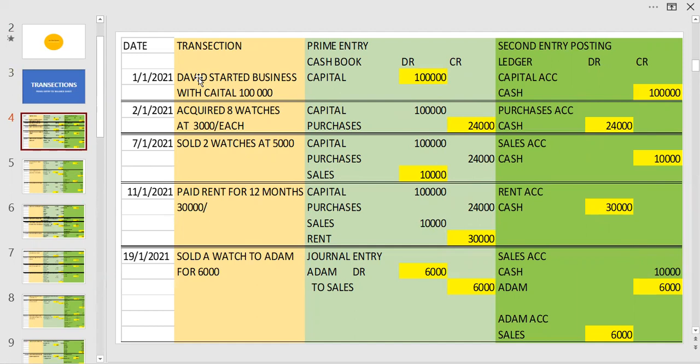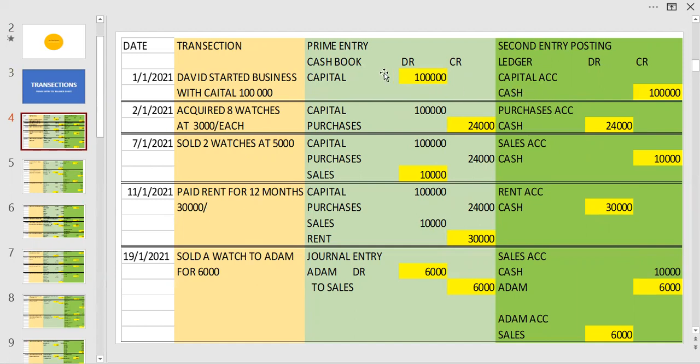The first one, David started a business with a capital of 100,000. So this is cash received. Therefore, the book chosen is cash book. Cash account debit 100,000. Capital account credit 100,000.